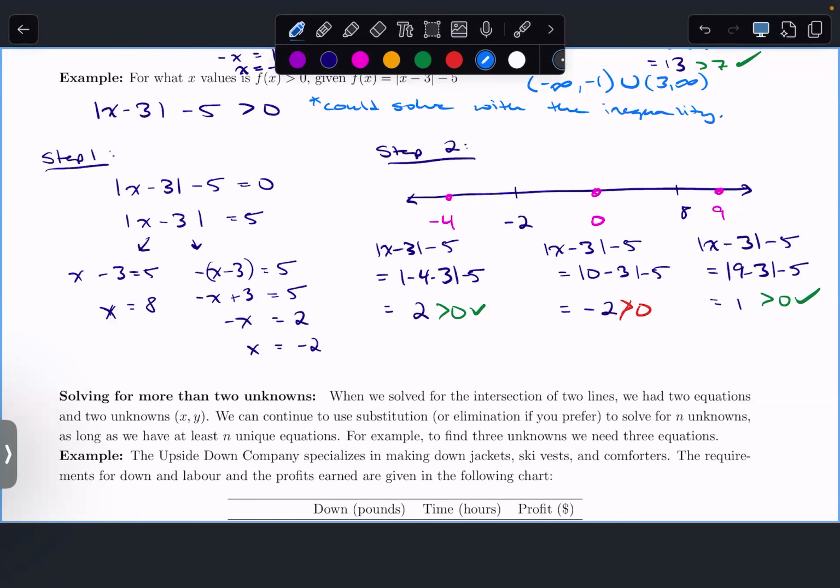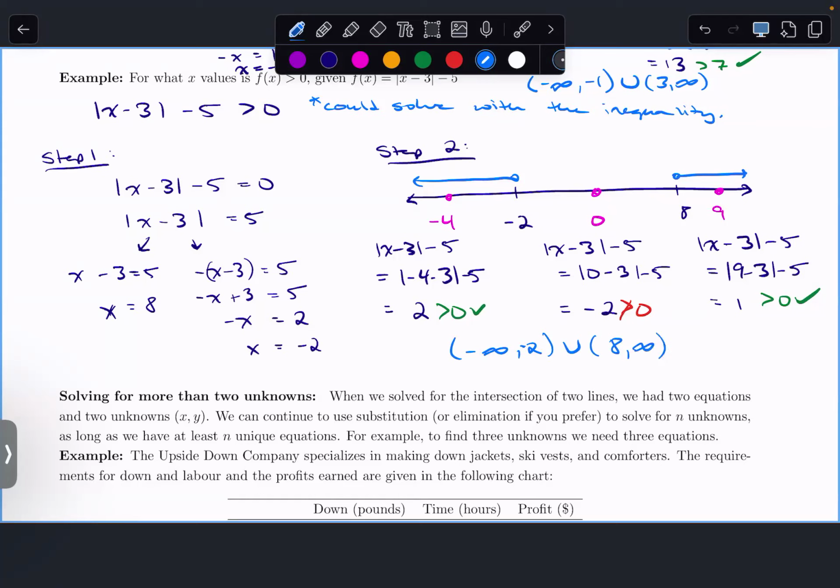So then the interval is going to be negative infinity, and we wanted to exclude 2. Helps to draw 2. Or sorry, negative 2. I snuck that in. Sneaky. Union 8 to infinity. Oops.